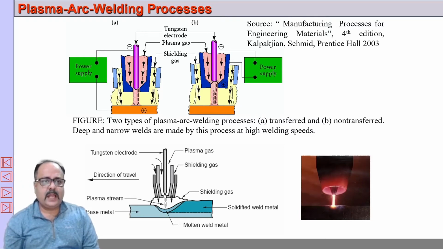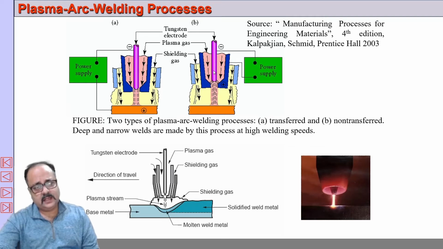So there can be two types: transferred arc type and non-transferred arc type. In the transferred arc type, the electrode is negative and the workpiece is positive. The arc is established between the electrode and the workpiece, whereas in the non-transferred type the arc is established between the gun itself and the electrode, and then the heat is transferred to the workpiece.